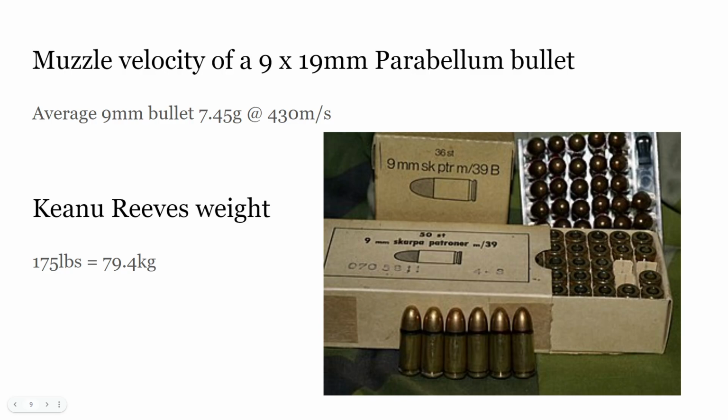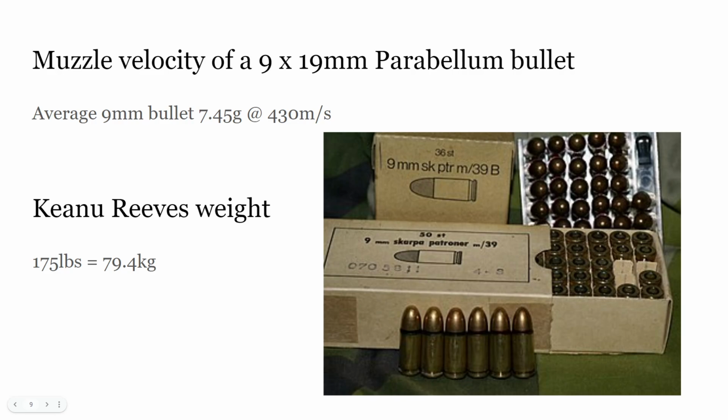So we're going to consider it as an inelastic collision, where two objects collide and then stick to each other. You can probably see where this is going: it's becoming a momentum problem. Momentum is basically mass times velocity of an object.